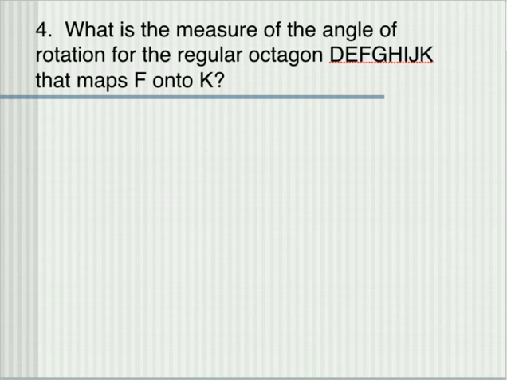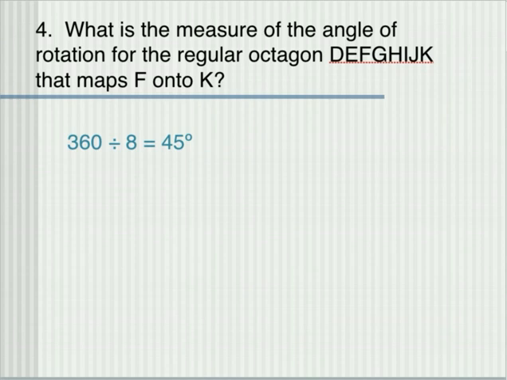First off, you know that it's a regular octagon, so you know that the 360 circle around the center point is split into 8 sections. So each section is 45 degrees apart. For example, D would be 45 degrees away from E, E would be 45 degrees away from F, and so on.